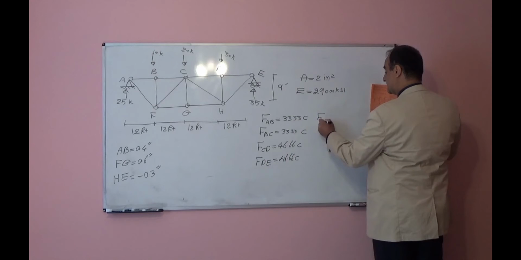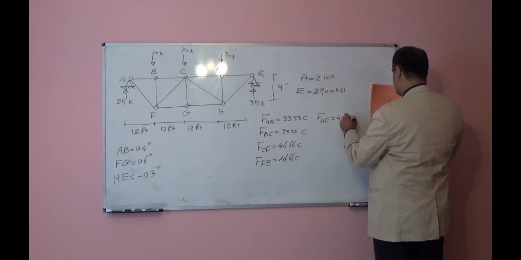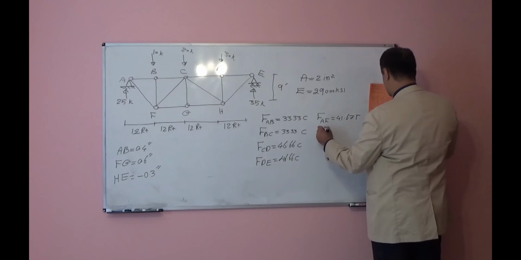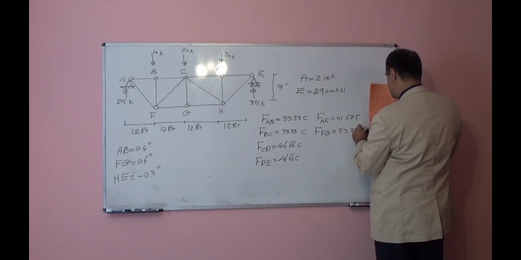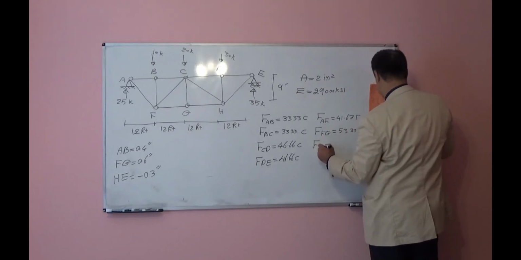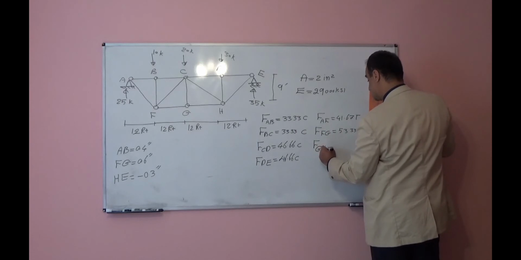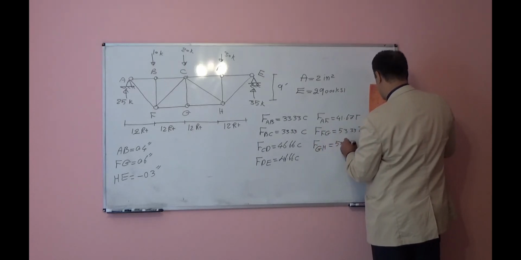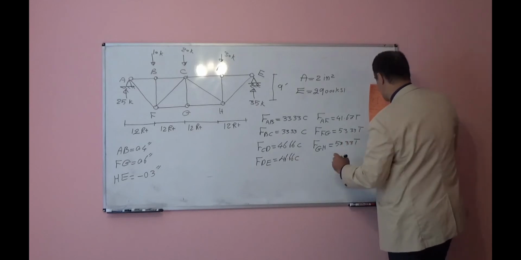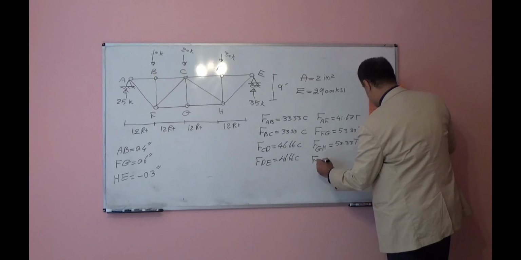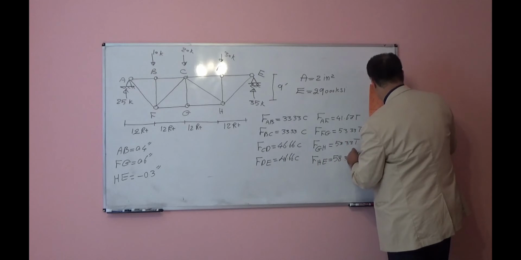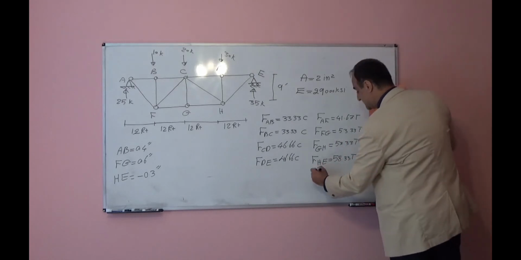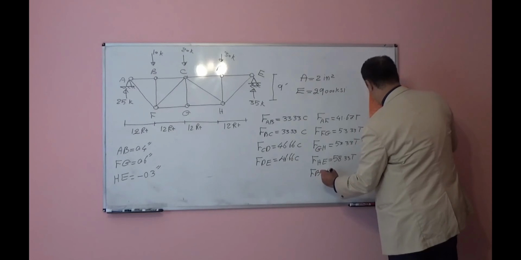Force in member AF will be 41.67 tension. Force in FG will be 53.33 tension, or positive. Force in GH will be 53.33 tension. Force in member HE will be 58.33 tension. Force in member BF will be 10 compression.